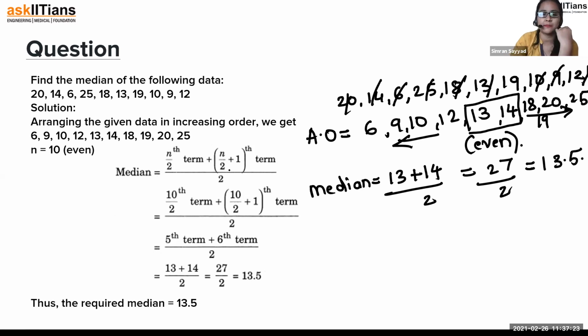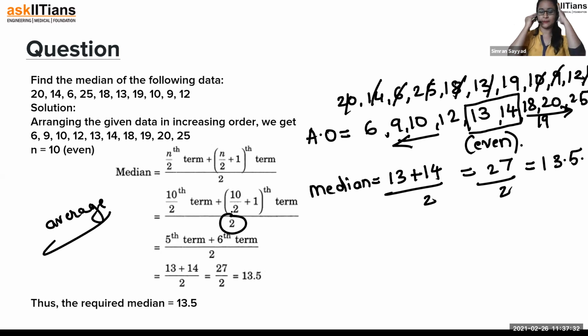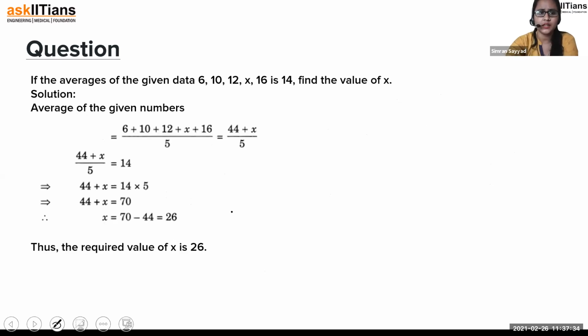Yes, you can go with this one also: N by 2 term plus N by 2 plus 1 term, divided by 2. This is also getting the average. यहाँ पे भी they are getting the average. Divide by 2 is nothing but the average part only. Understood, dear students? Okay.